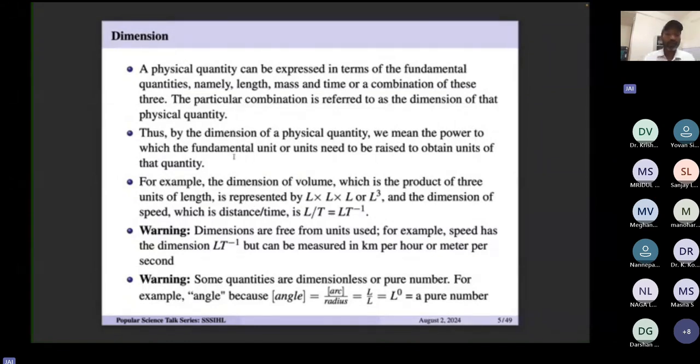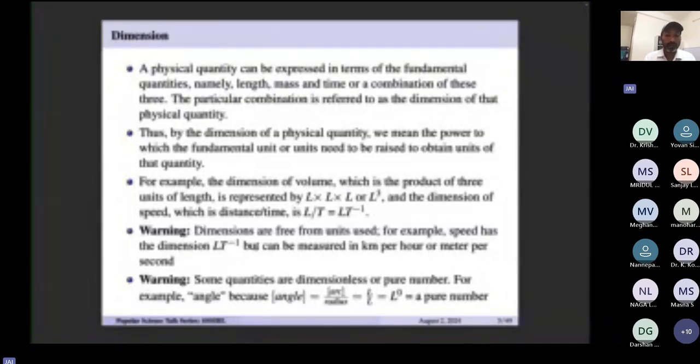In other words, very easily you can say that it is nothing but raising the units of the fundamental quantities to a power to get the dimension of the physical quantity in which you are interested. If you talk about volume, volume is nothing but the product of 3 lengths, right? L cross L cross L, so you get L cube. Similarly for velocity.